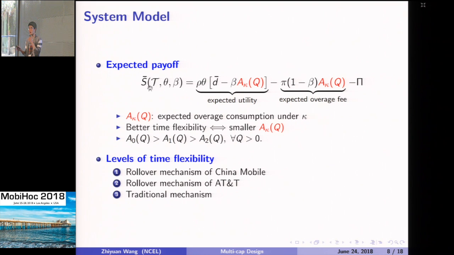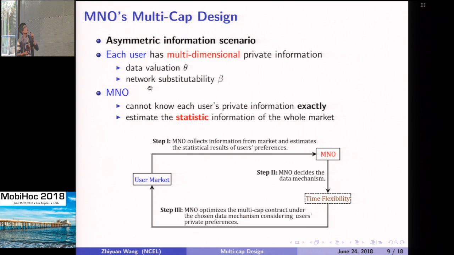So as for the operators, we consider an asymmetric information scenario. Specifically, each user has multidimensional private information, which is their data valuation and the network substitutability. The operator cannot know each user's private preferences exactly, but we suppose the operator can estimate the statistical information from the whole user market. So the operator's problem can be formulated in 3 steps. In step 1, the operator will first collect some information to estimate users' private preferences. In step 2, the operator will choose a data mechanism to implement and then optimize the multi-camp contract under the chosen data mechanism and considering users' preferences.